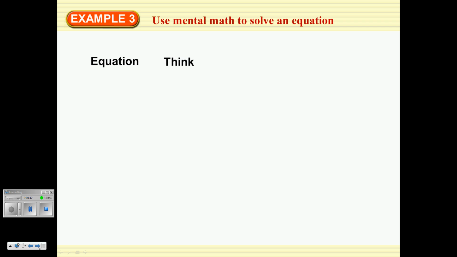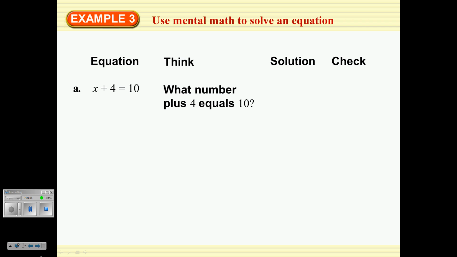And mental math is just literally some of the equations are simple enough to look at and know what the answer is. Okay? So here's our first equation. X plus 4 equals 10. Obviously we can think, what number plus 4 equals 10, and we would know that x would have to be 6. And then you can always check it if you need to. 6 plus 4 is 10.